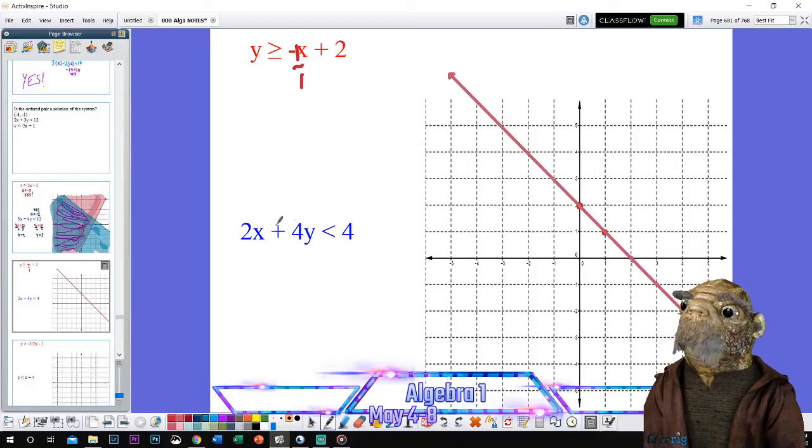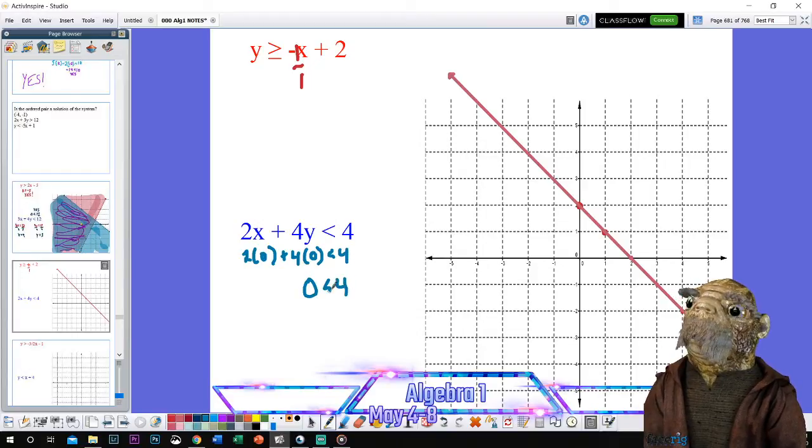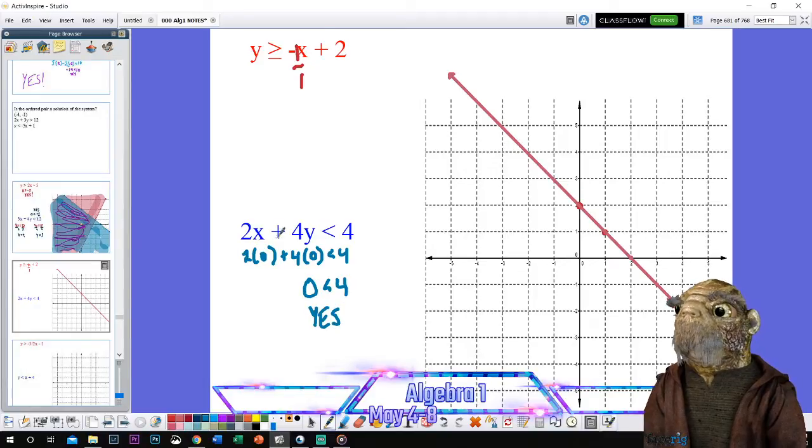With the blue, I'm putting a 0 for x and a 0 for y. That gives me 0 is less than 4. Is this pointing to the cold temperature? Yes, it is. Oh, I skipped my step where I didn't even graph it yet. I'm so sorry. So I'll put a 0 for y.